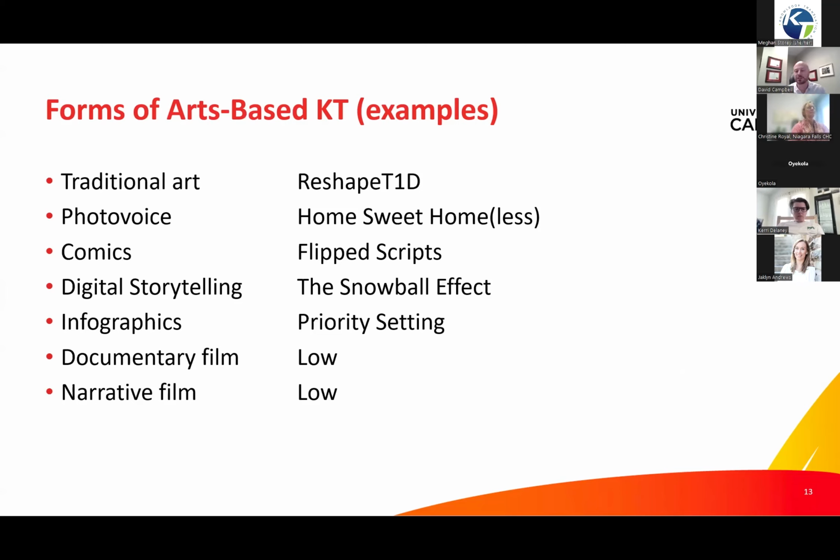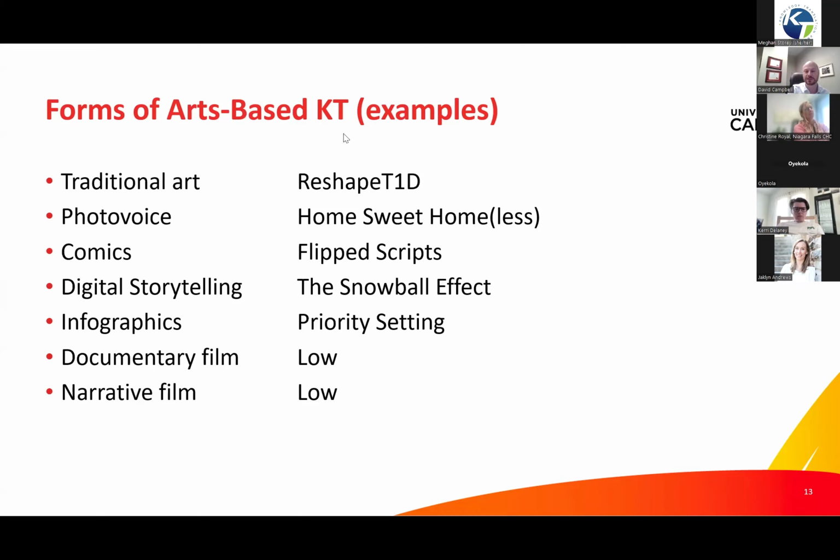This is, again, just a small snapshot of the different styles or media that can be used. I'm going to give an example using traditional art, like painting. I'm going to give an example of photovoice, which I'm sure many people are familiar with. I'm going to show you some examples using comic illustration, a digital storytelling product, and an infographic that my team has made. And then hopefully, if the Zoom cooperates, I'd like to show you a couple of snippets from a film that my team has made using both documentary and narrative filmmaking techniques as knowledge mobilization products. So that's what I hope to go through next.